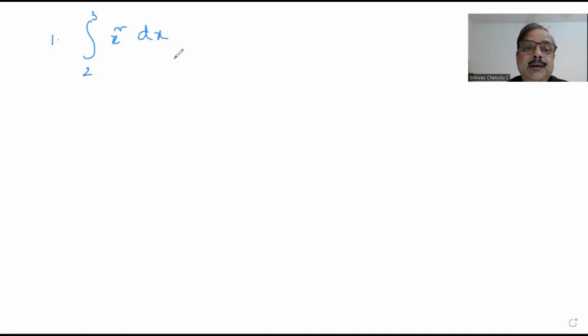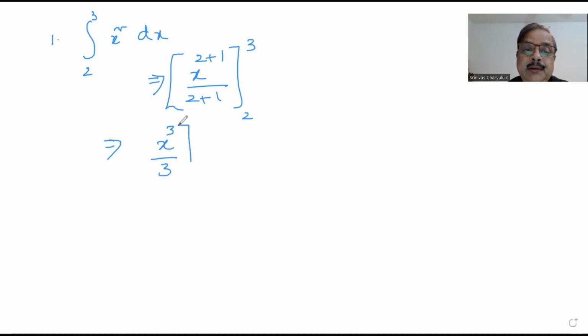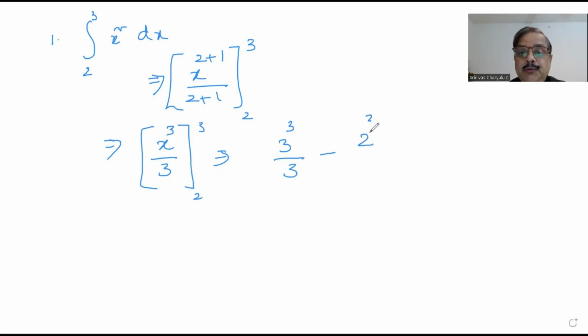Simple sum. So x square dx, you know very well, it is x to the power of 2 plus 1 by 2 plus 1. And limits we have to apply 2 to 3. So what is the answer now? This is first x cube by 3. When you apply the limits, first we have to apply the upper limit to the x. So that will become 3 cube by 3 minus 2 cube by 3. This is what we call the fundamental theorem of calculus, f of b minus f of a, what we learned in the previous page.